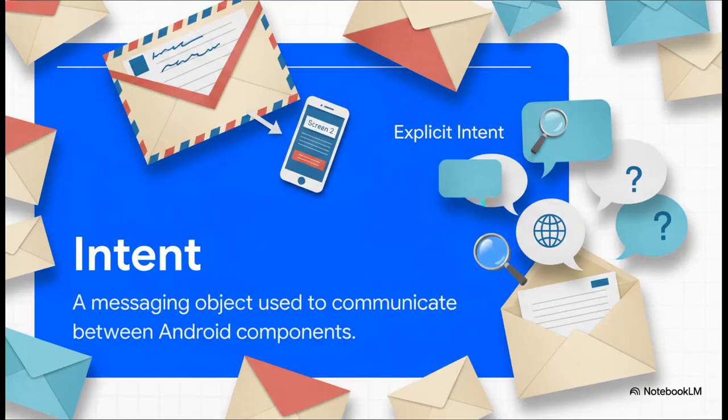But how do all those components actually talk to each other? Through intents. Think of intents as envelopes delivering messages. An explicit intent has a very specific address written on it, like, hey, go exactly to screen 2. An implicit intent, though, is more like an open request. It's like shouting to the whole system, hey, I need to open a web link. Who can help me out?